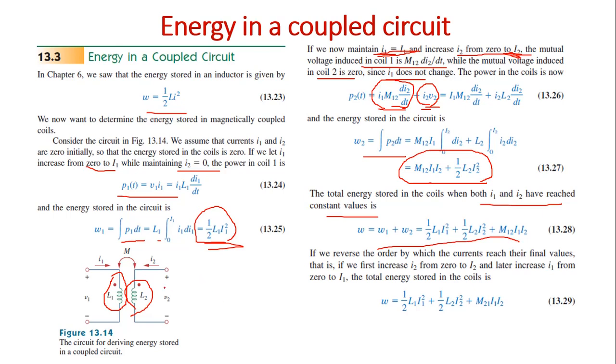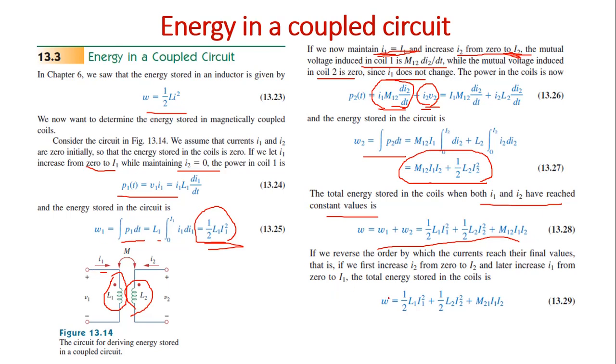So this is the total energy stored. Now we have considered that I1 was first changed from 0 to I1 and then I2 was changed from 0 to I2. Now if we reverse the order, that is, first we change I2 from 0 to I2, then we will change I1 from 0 to I1.